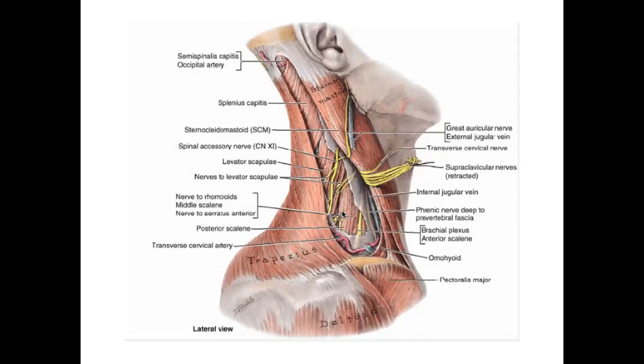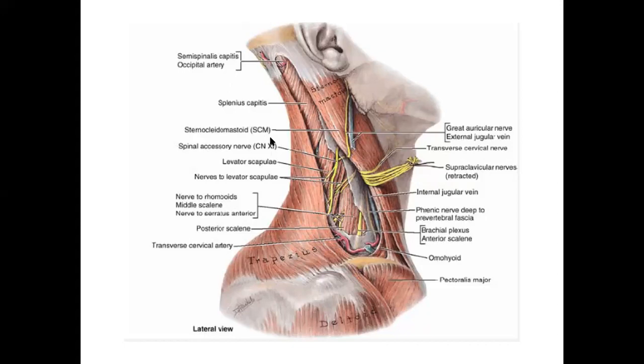What are the main contents? Let's see. Other than these four cutaneous nerves, the most important content is the spinal accessory nerve. What is it? Spinal accessory nerve. It's the accessory nerve, which is the 11th cranial nerve.